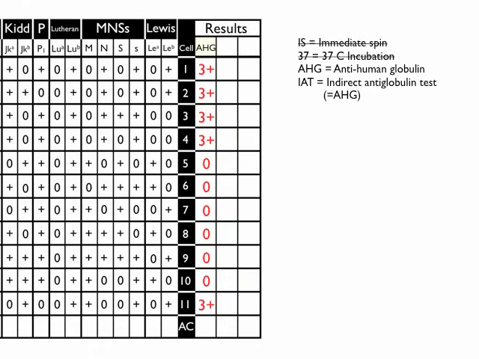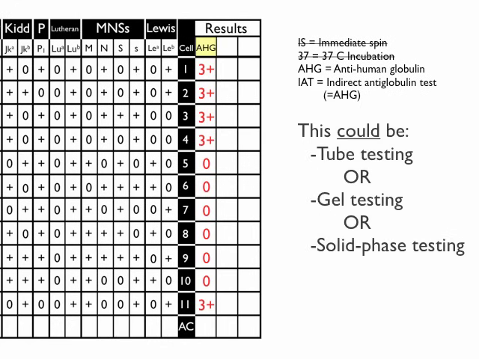Now, here's another pattern. We've got AHG labeled at the top. We only have one column of testing results. This could be one of three different things. This could be tube testing. There's no question about it. And if it is tube testing, here's how you could tell. If you take a look down the right side of the panel here, what you'll see is these check cells that I'm showing you. And we had these check cells on the other panels as well.